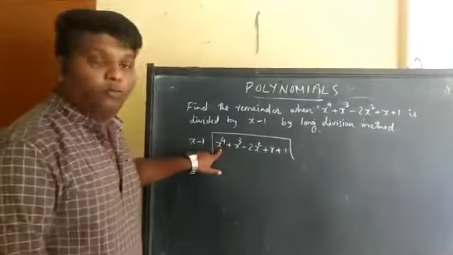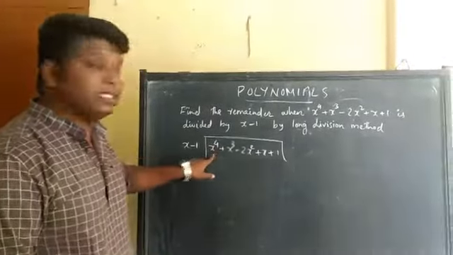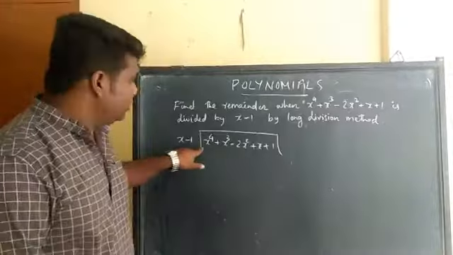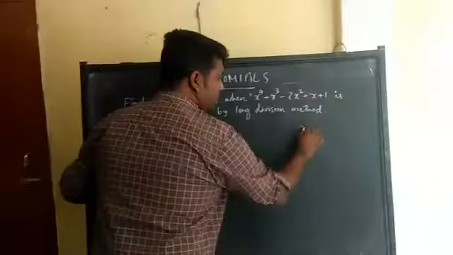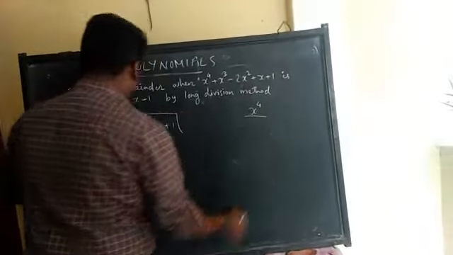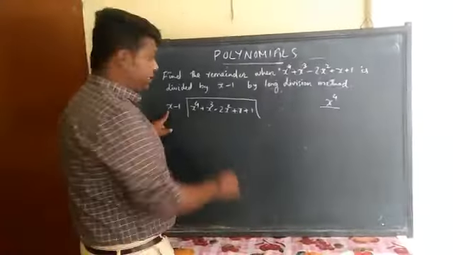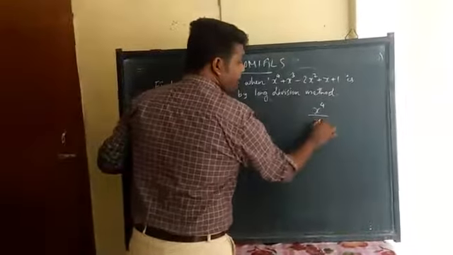This is what we call the dividend and this is what we call the divisor. The first term of the dividend, here it is x raised to 4. x raised to 4 divided by the first term of the divisor. Here the first term of the divisor is x.